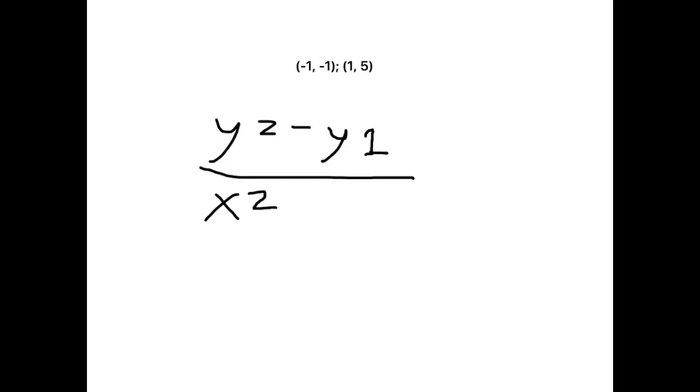In order to find the m, that's the slope, which is y2 minus y1 over x2 minus x1. Keep in mind that these are not exponents, they are just the different y's and x's represented over there.